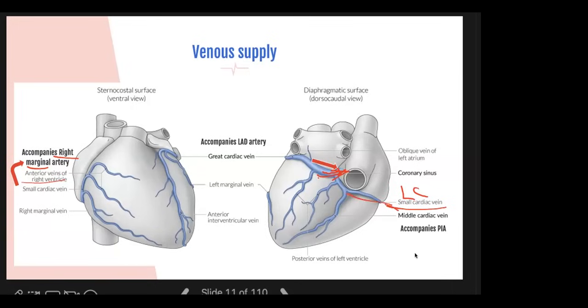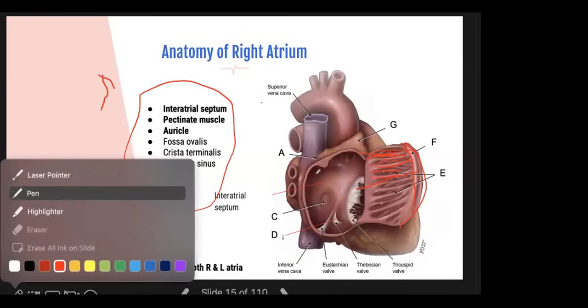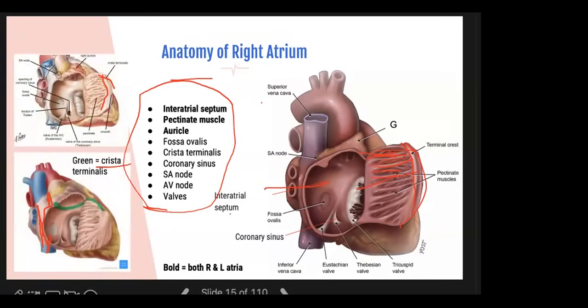Okay, now moving on to the anatomy of the right atrium. We're going to cover all of these structures: the interatrial septum, the pectinate muscle, auricle, fossa ovalis, crista terminalis. We're going to go through all this right now. To begin, this structure we can see is the interatrial septum. This whole thing that we're looking at is dividing the right atrium from the left atrium.